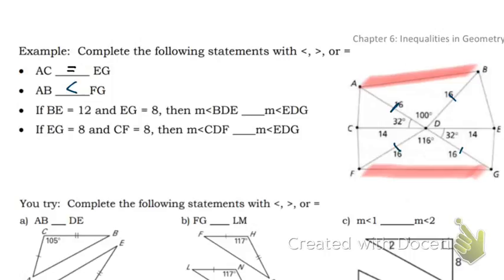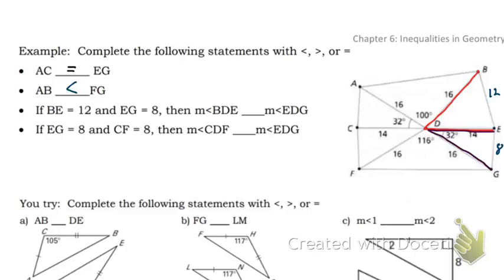All right, if BE equals 12 and EG equals 8, then what does the measure of angle BDE have to do with EDG? So that would be, let's do that in purple.